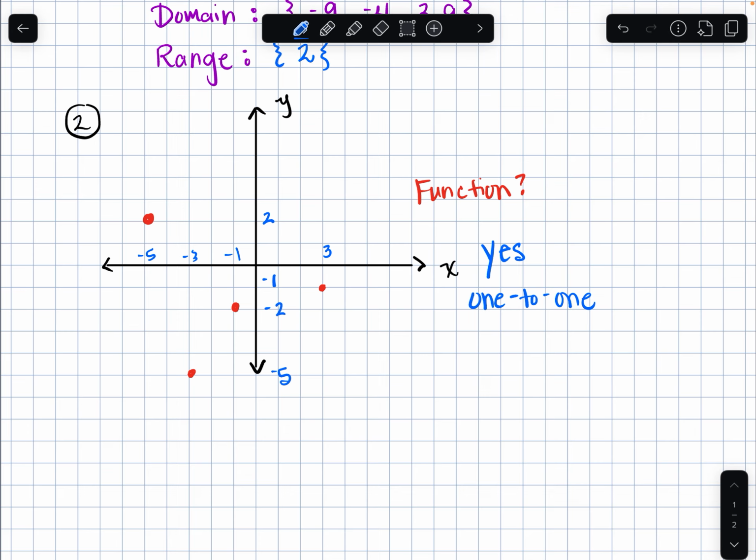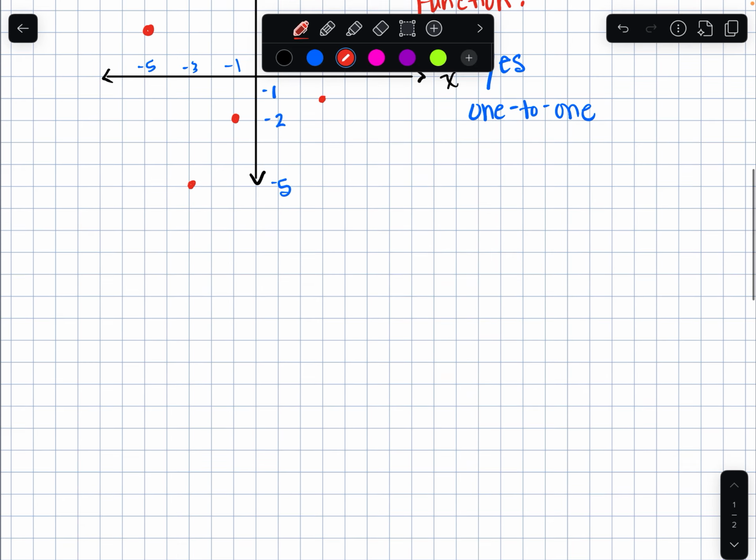I'm trying to make sure my words make sense. So that's what I'm looking for: is it a function? And if so, is it 1 to 1? Now, number 3 technically is the same question. It's just that instead of giving you a picture, they give you a set of points.